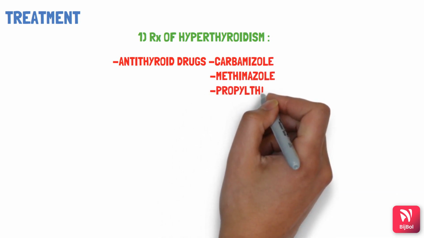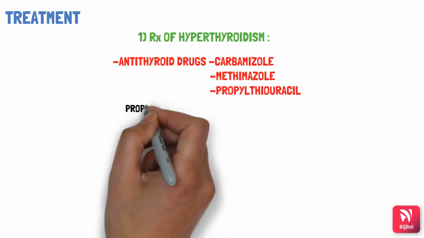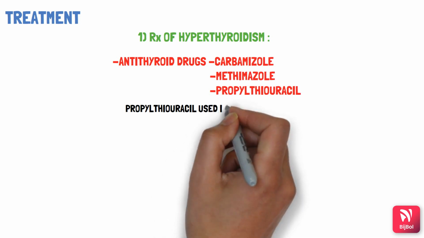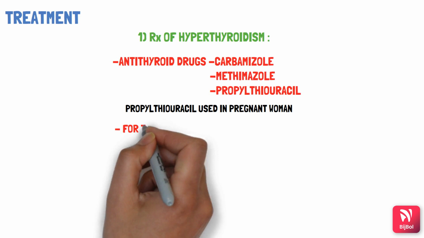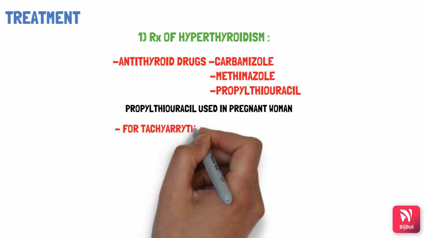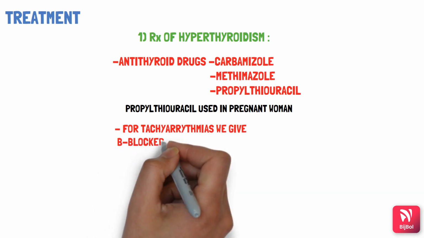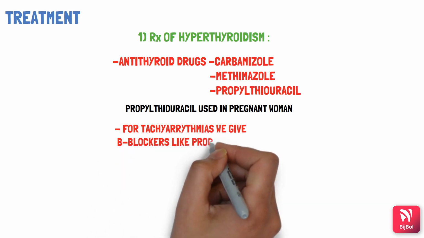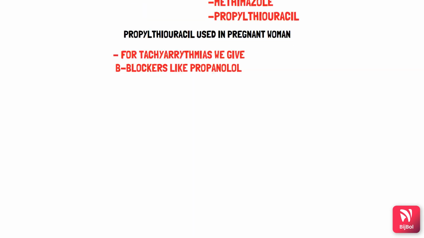But what drugs are to be used in treating a pregnant woman with hyperthyroidism? Only propylthiouracil is used in this case. Also, as the basal metabolic rate is high, this results in increased heart rate leading to tachyarrhythmias. For treatment of these tachyarrhythmias, we give beta blockers like propranolol along with the antithyroid drugs.